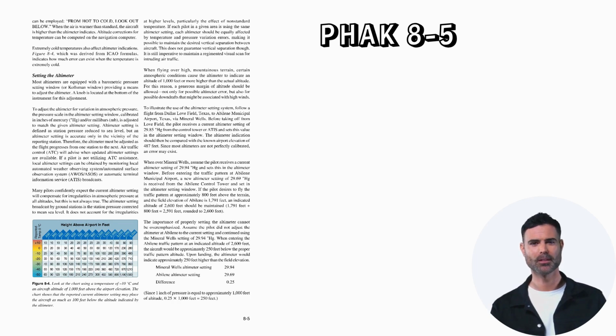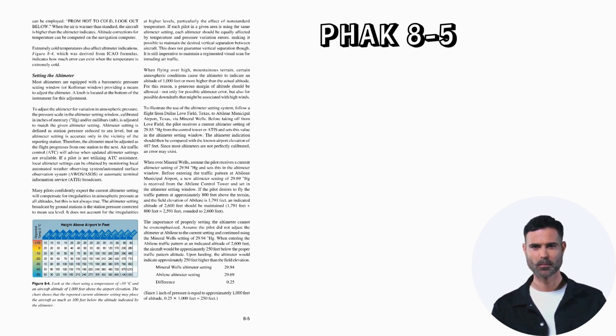When over Mineral Wells, assume the pilot receives a current altimeter setting of 29.94 inches of mercury and sets this in the altimeter window. Before entering the traffic pattern at Abilene Municipal Airport, a new altimeter setting of 29.69 inches of mercury is received from the Abilene Control Tower and set in the altimeter setting window. If the pilot desires to fly the traffic pattern at approximately 800 feet above the terrain, and the field elevation of Abilene is 1,791 feet, an indicated altitude of 2,600 feet should be maintained.